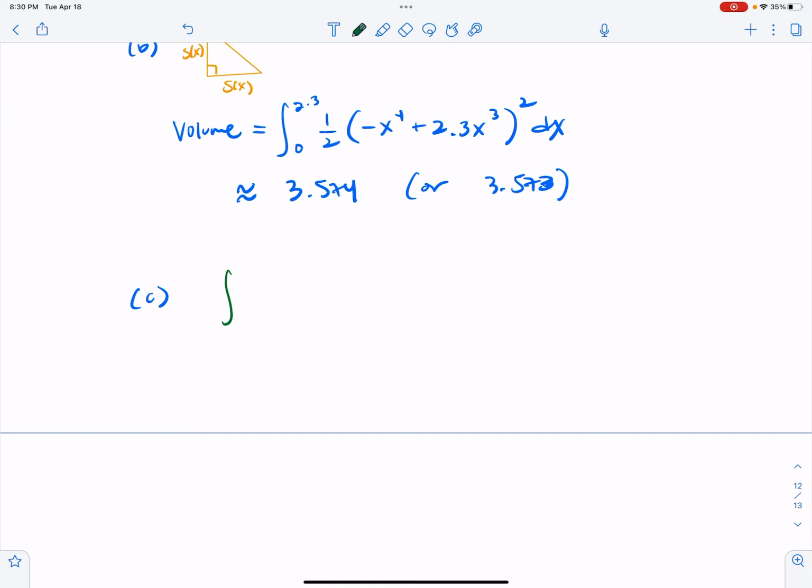Okay, because it says, write but do not solve an equation involving the integral expressions whose solution gives the value of k. So that would be the integral from 0 to k of 4 minus f of x dx. It's up to you if you want to substitute f of x in there. Would be equal to the integral from k to 2.3 of 4 minus f of x dx.